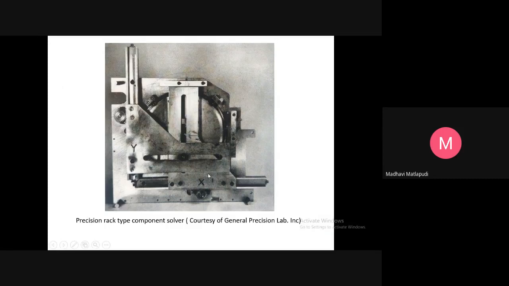You can observe that there are two outputs. One is called X here, which is having a rack and pinion, having a linear motion in horizontal direction, as a resolved component value as R cos theta. Similarly, Y, which is also a resolved component of R sin theta, has a vertical motion on a rack and pinion mechanism. Courtesy of General Precision Lab.